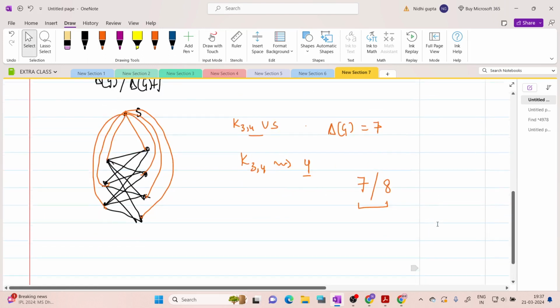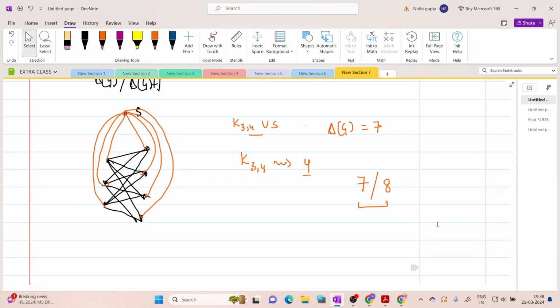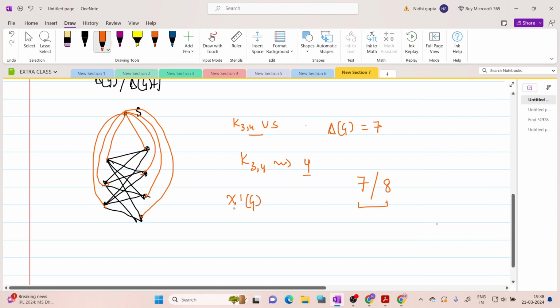The 4 vertices can be in K3,4. The 4 vertices can be colored with one more color because the degree is 3. So we can color all the 4 with some other... Sorry, so we are talking about chromatic index. Yes, chromatic index. We are coloring edges.